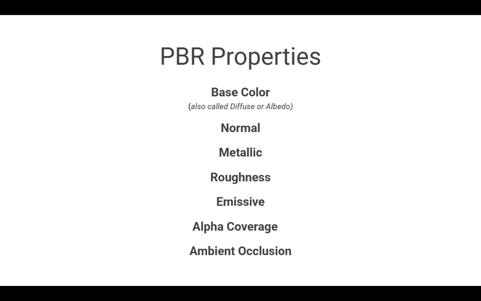The next is emissive. Emissive says this material is essentially giving off light. It's a fake light that's being given off, and we can set how it gives off light through here. Alpha coverage, or alpha, is basically the transparency of the texture.